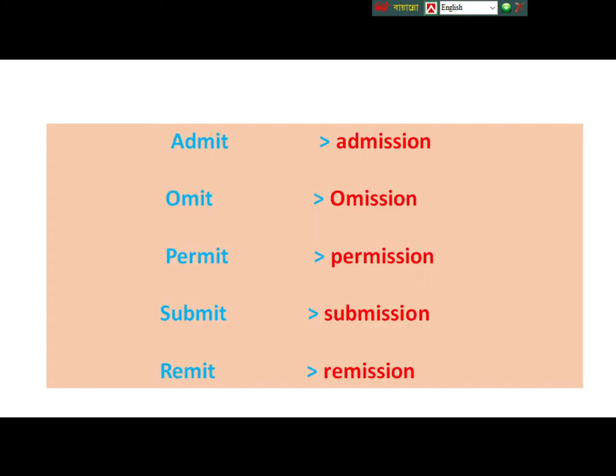Admit, admission, omit, omission, permit, permission, submit, submission, remit, remission. Take a look at the words again. We have turned them into nouns from verbs by adding sion. Let's move on to our next rule.